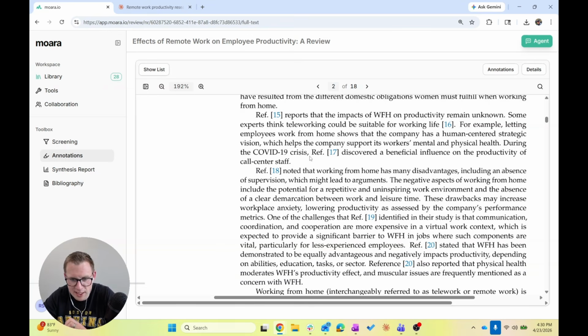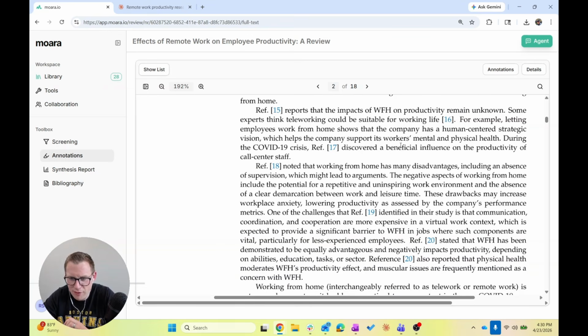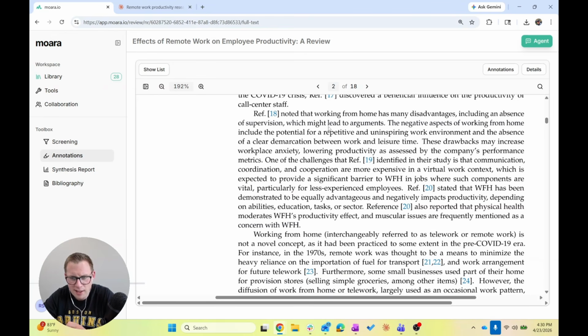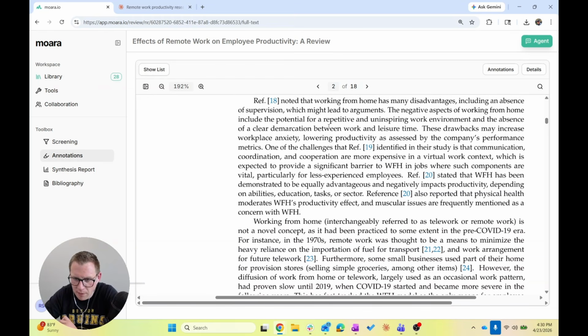During the COVID-19 crisis, they discovered a beneficial influence on the productivity of call center staff. This is a bit more of, I'd prefer a little more synthesis. This is more listing references, but you want to be an expert on your topic, and so you should read through these things. Noted that work from home has many disadvantages, including an absence of supervision. Yep. These are sort of theory based, the negative aspects of it.